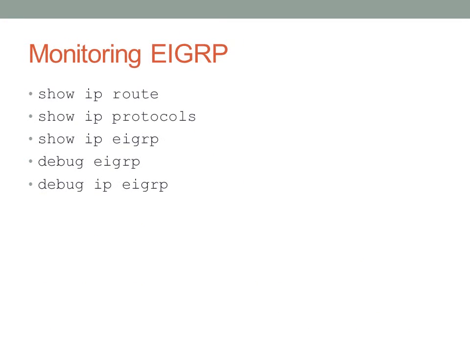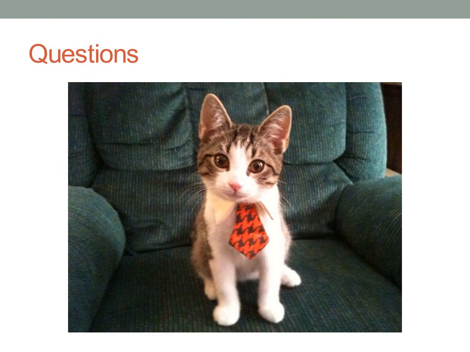So to monitor EIGRP, we're going to use show ip route and show ip protocols. There are a number of different show ip eigrp commands that you should be familiar with, as well as the debug eigrp and debug ip eigrp commands that will come in handy for real-time monitoring.